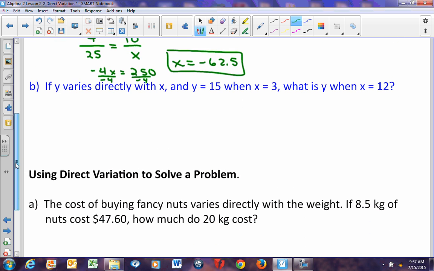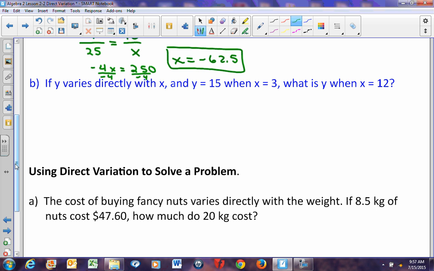If y varies directly with x, y is 15 when x is 3. What is y when x is 12? So y over x equals y over x. I set them up correctly. Cross multiply, 3y equals 12 times 15, which is 180. Divide by 3, y equals 60.